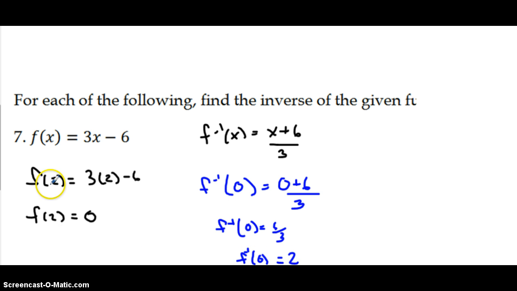So you see how they reversed? 2 gives me 0. And in this case, the f inverse of 0 gives me 2. So they switch just like that. And so, yep, we could say that they are inverses.